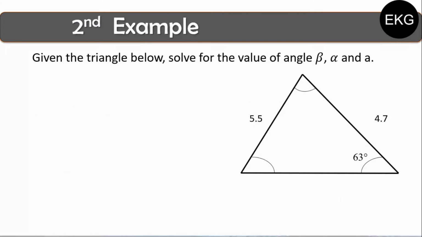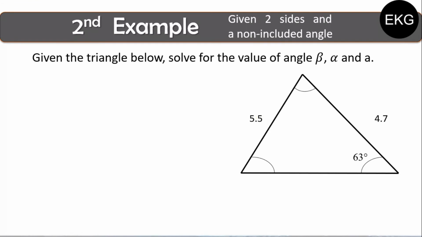Now, next, for our second example. So given the triangle below, solve for the value of angle beta, alpha, and side A. Okay? So ano ba yung, saan ba yan? Dito. Okay? So ito naman, itong problem na to, we are given two sides, okay, and an angle. Okay? So again, this is an example of a given two sides and a non-included angle. But basically, again, yung hint lang natin dito is pag given ka ng angle at yung opposite niya na side is also given, yan yung primary hint mo na applyan natin ng law of sines.